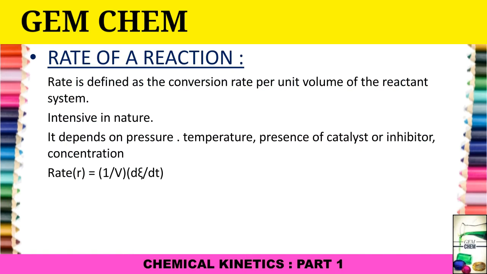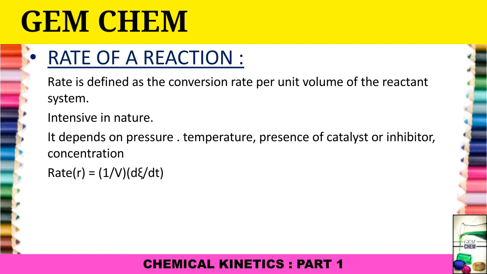Now we will see the next part, that is rate of reaction. We have already seen in class 12 that we have directly used the equation to get the rate of reaction. But how does it come? What is the initial basis of that? We have to see from here, right? Now rate is defined as a conversion rate per unit volume of the reactant system. It is intensive in nature. What is intensive and what is extensive is already discussed in the chemical thermodynamics video. If you have not watched it, I will give the link in the description box as well as the I button present above this video.